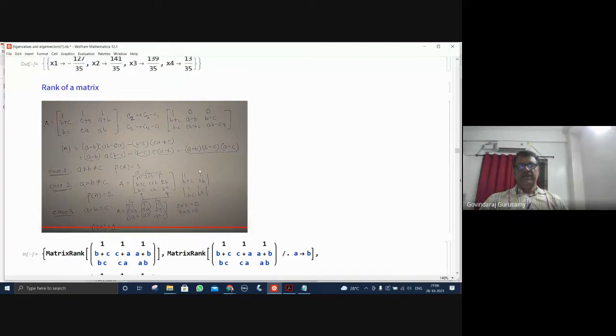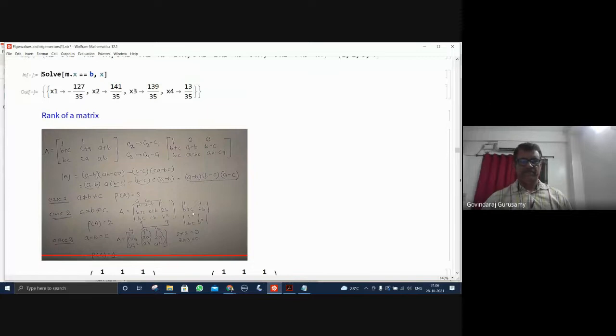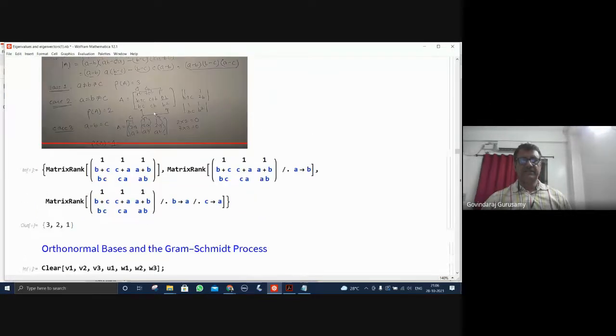So you can put it in terms of minors, or in terms of a determinant: if a determinant exists with 3 by 3, then you call it rank 3. If the determinant becomes 2 by 2, then it is rank 2. If the values of this determinant are all 0, then rank equals 1. That's how it is done. You go through this and then it's possible for you to understand that.